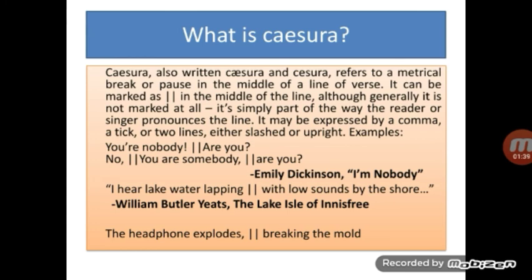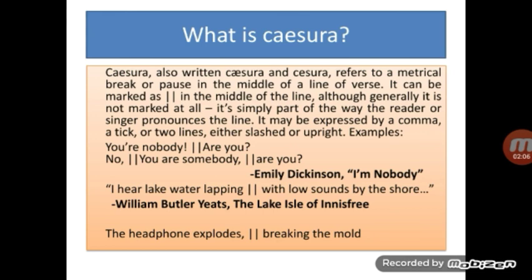And in the second line, you see, after the opening words and before the rest, there is a break, and two upright lines are again used. Again, before the tag question, there is the use of two upright lines, and this breaking of lines is called caesura here.